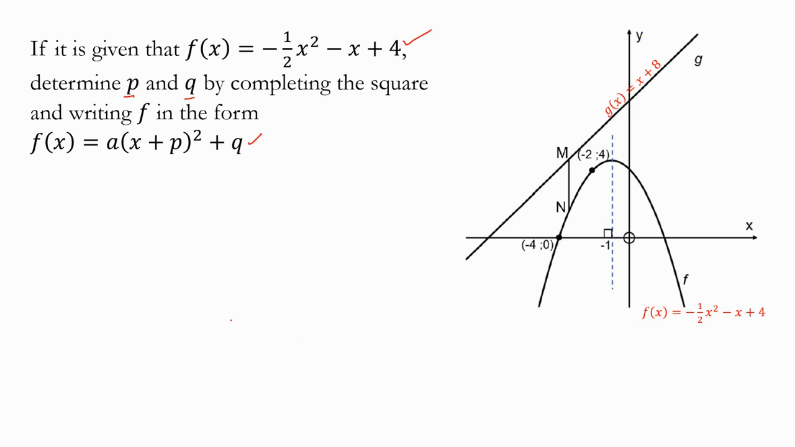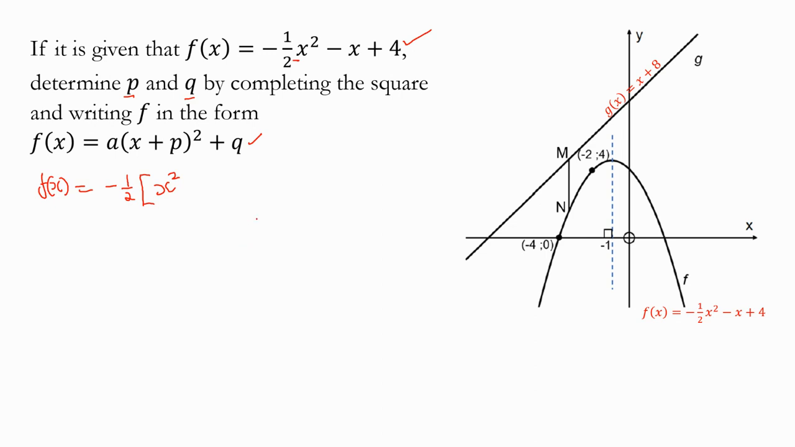How do we complete the square? If you check here, the coefficient of x squared is not 1. So we have to factor it out. Remember that for us to complete the square, the coefficient of x squared here must be 1. So let's just factor out negative half. So it's going to be f of x and then negative half outside, and then we're getting x squared here inside the bracket.